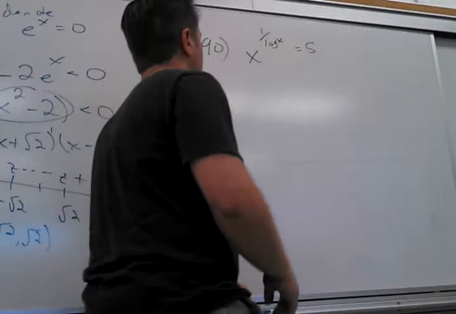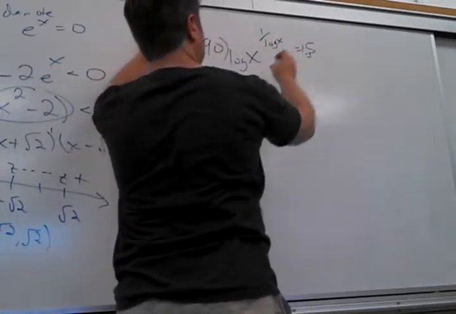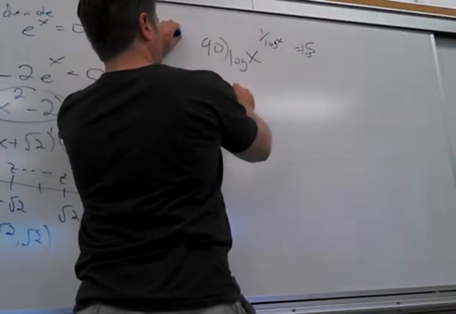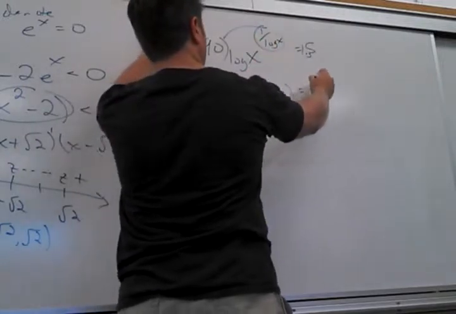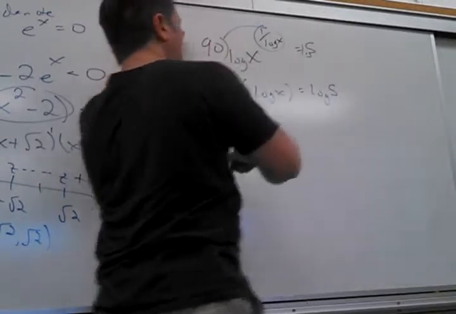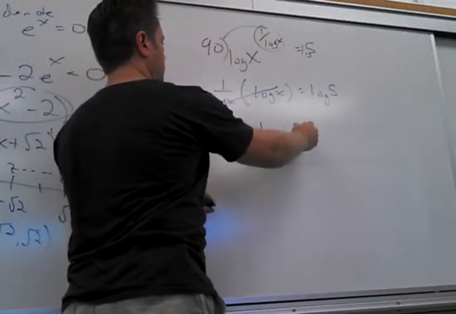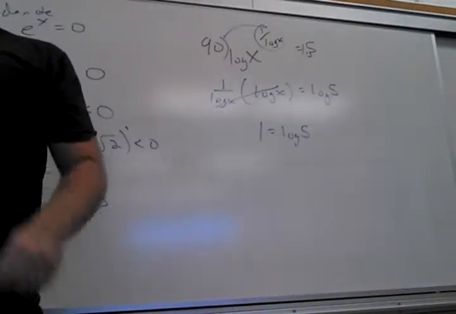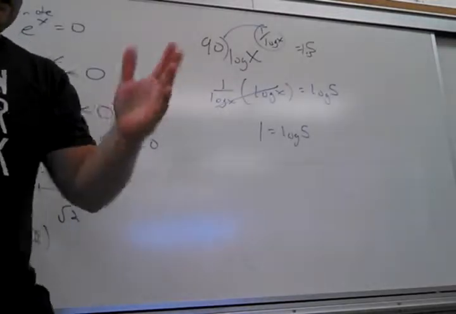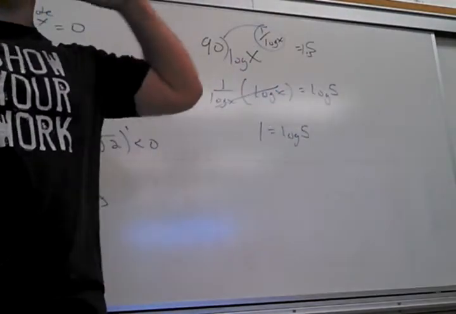Okay. What did you guys get? If you take log of both sides, what happens? 1 over log x comes down, times log x. So you get 1 equals log 5. Is that true? I would bet not. Part A said straight up, show that it has no solution. Okay, cool, I showed it has no solution.